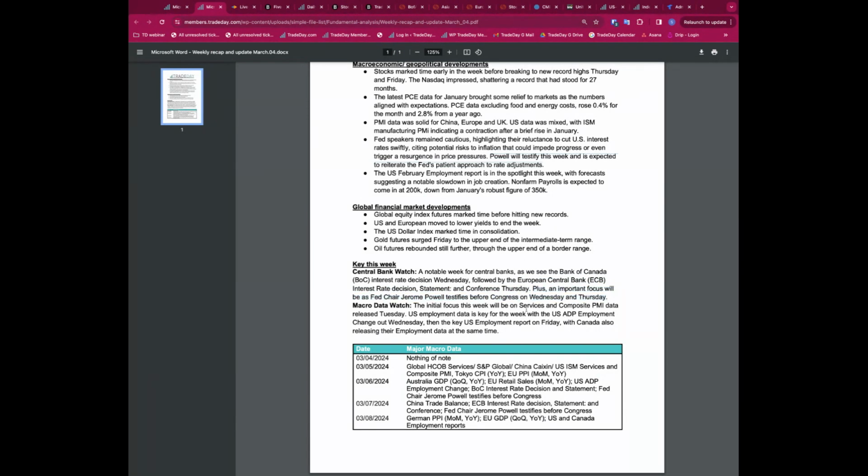On the data front, we have the services and composite PMI data, which is released on Tuesday, having had the manufacturing data back last Monday, and then the US employment report is going to be key. We also get the Canadian employment report. So running through here, nothing really of note today. So expecting a quiet consolidation type day today, given we've got a lot coming up.